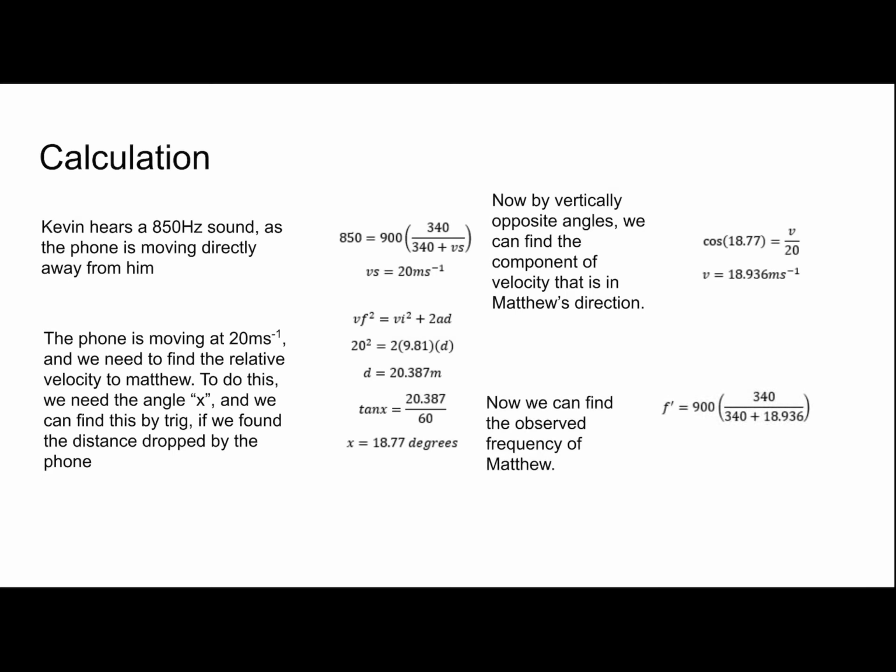We know that f dash equals 900, our actual frequency, multiplied by 340 over 340 plus 18.936, because the relative velocity component is still moving away from Matthew, therefore it's a plus sign. We'll see that our observed frequency is 852.518 hertz. So we know the observed frequency now. When Kevin heard a frequency of 850 hertz, Matthew heard a frequency of 852.518 hertz.